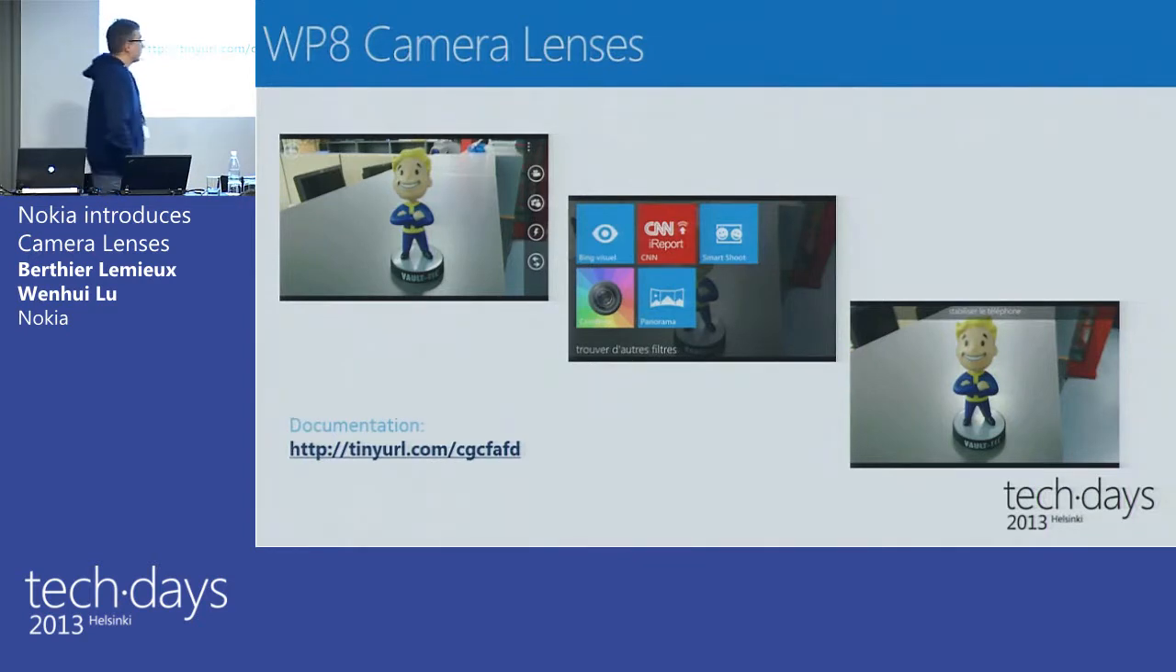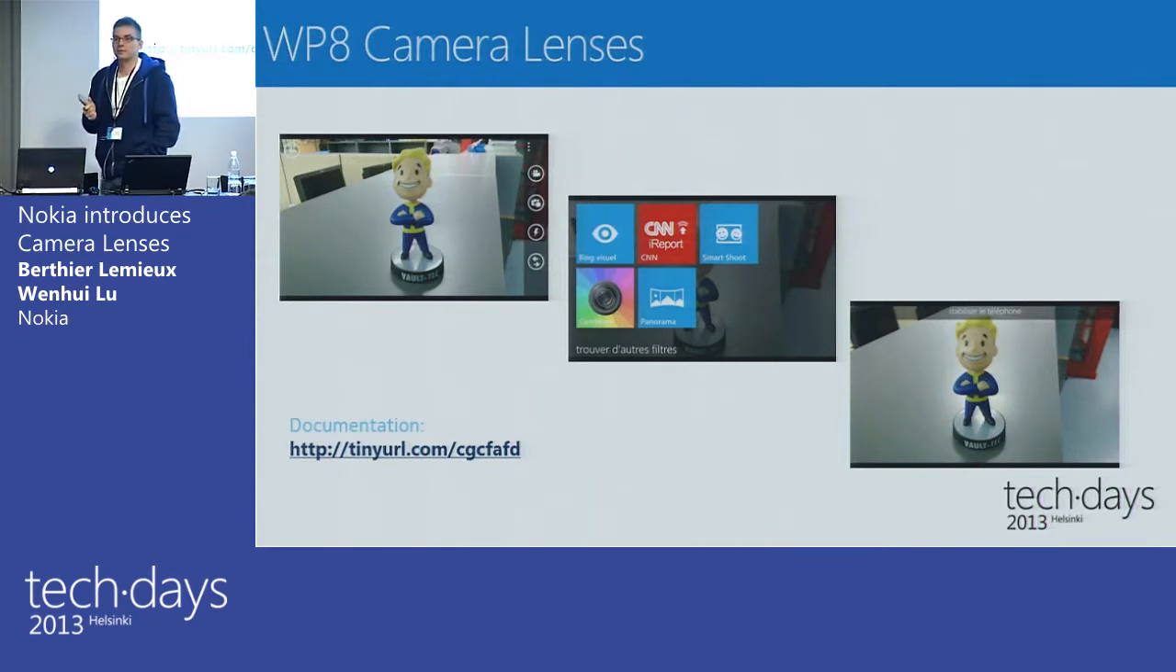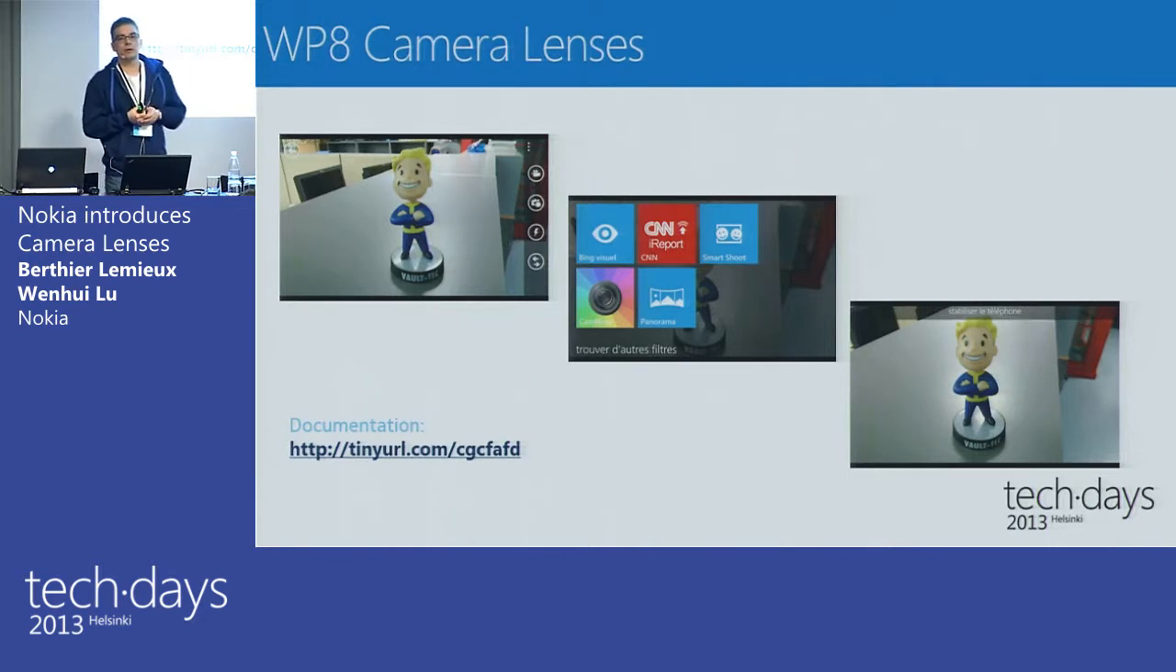But let's get to the core of my presentation today, the camera lenses. As said, the lenses are new to Windows Phone 8. And what is a lens? A lens is basically just a different way how to call your application, how to start your application. You can think about it as a shortcut, if you like. So if you're in the viewfinder, the end user starts the camera, and right from the camera, you can start your application.